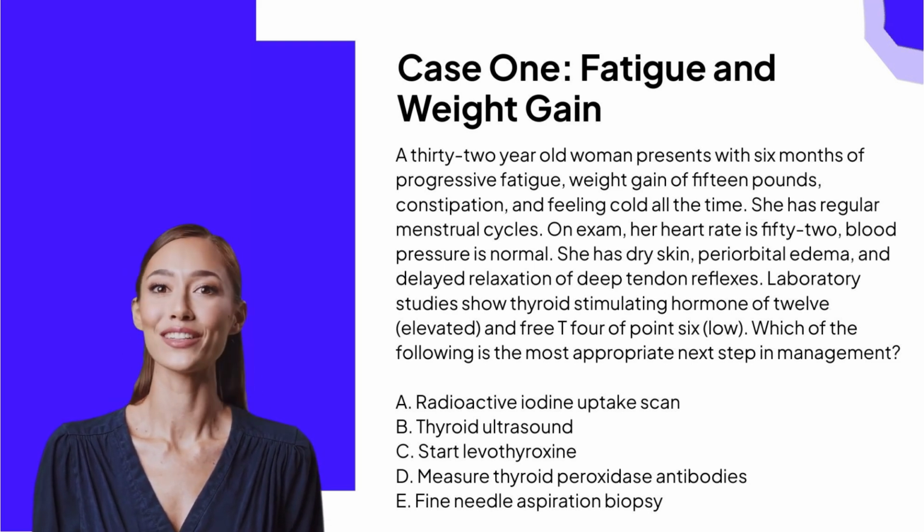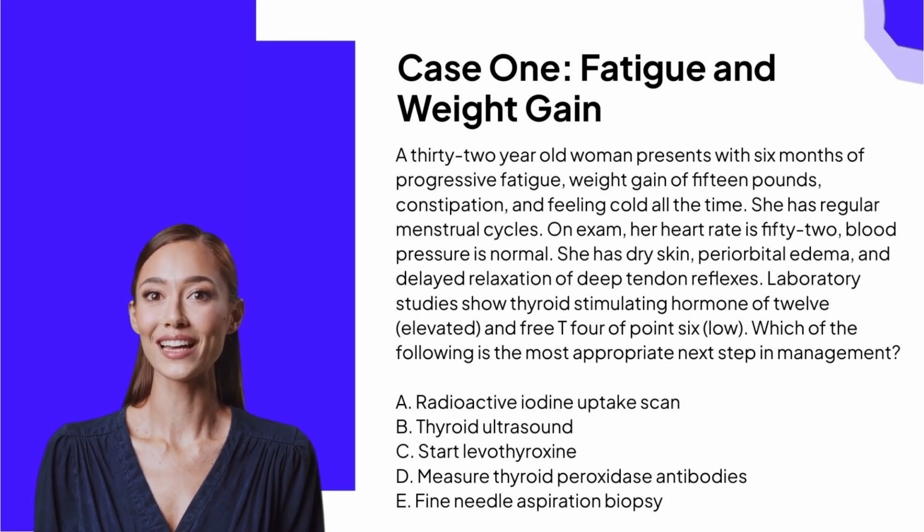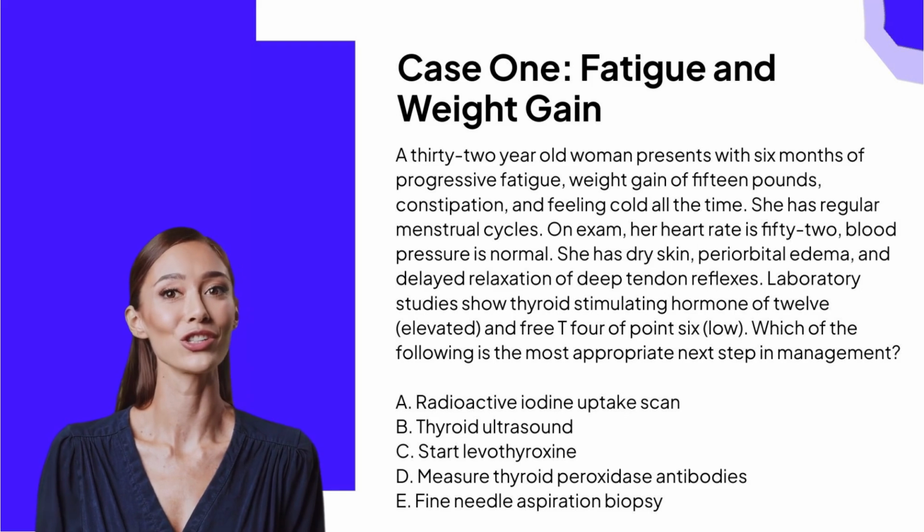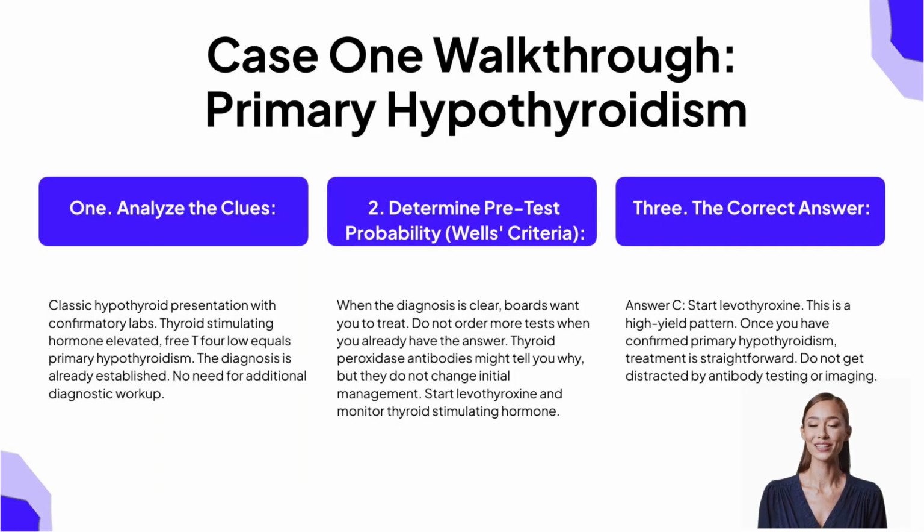Before I reveal the answer, think about what the question is really asking. They have already given you the diagnosis. What do they want you to do next? Let us walk through this. The clues are unmistakable for hypothyroidism, and the labs confirm primary hypothyroidism with high thyroid stimulating hormone and low T4.